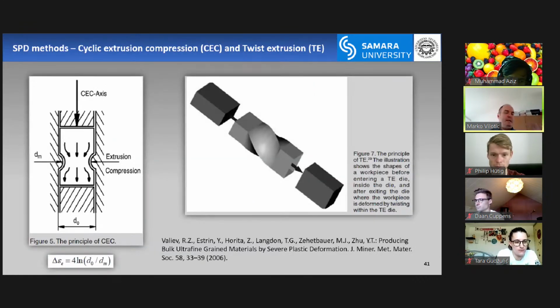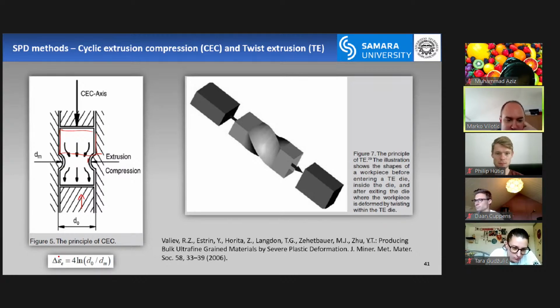The next two methods, okay, just to say, I think the last time I read about SPD, there are around 70 or more than 100 different SPD methods that people are developing like crazy, including me. So this one is called cyclic extrusion and compression. You get a sample like maybe something like this, and then you force it to flow through this channel, to get narrow, and then to expand, and then you compress it. And then you just reverse the direction of the compression, and you can do it multiple times.